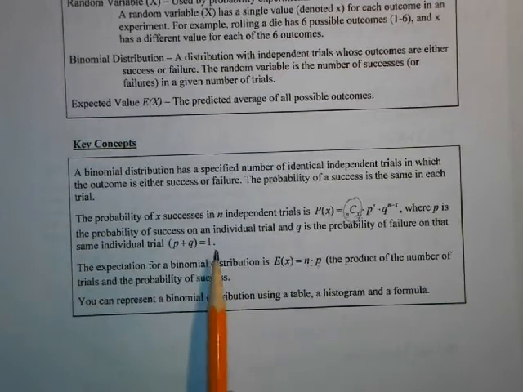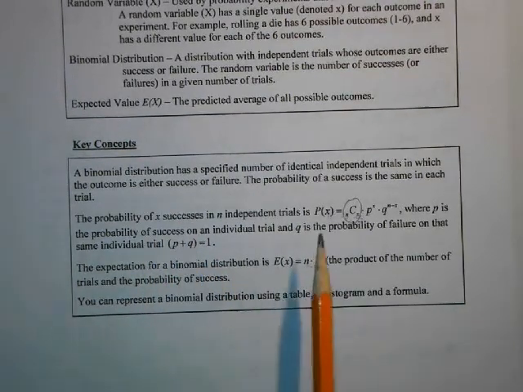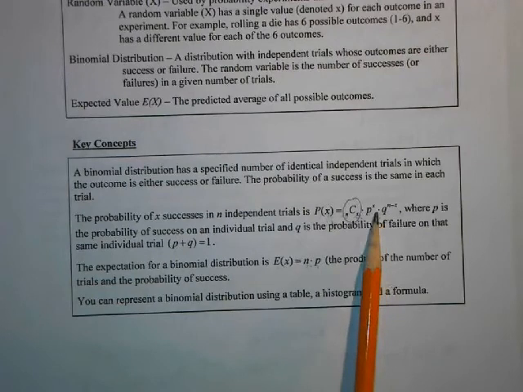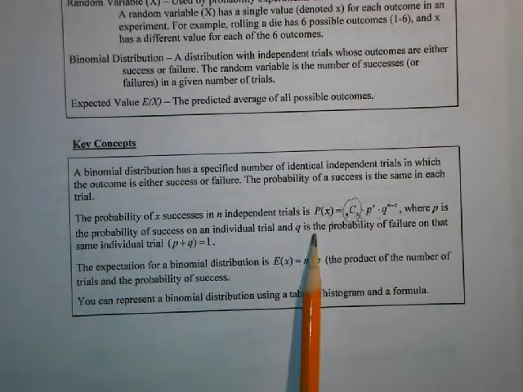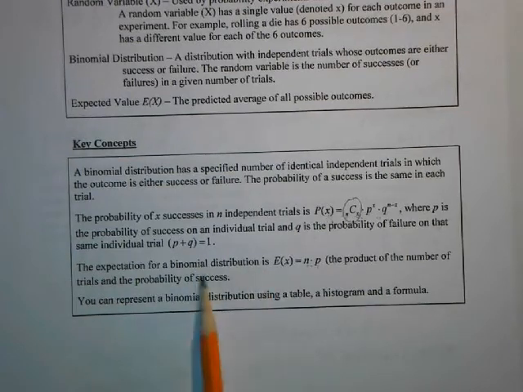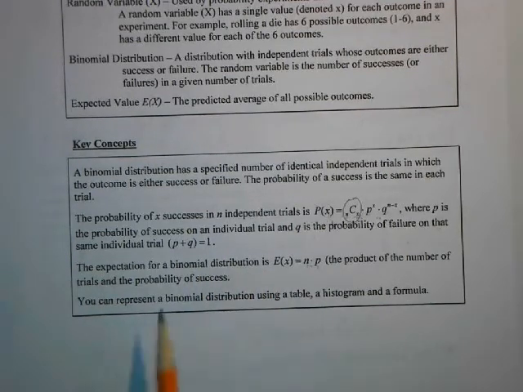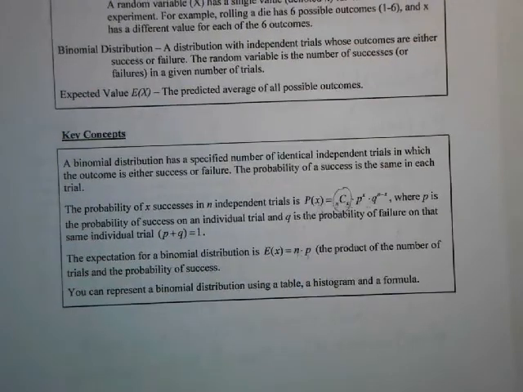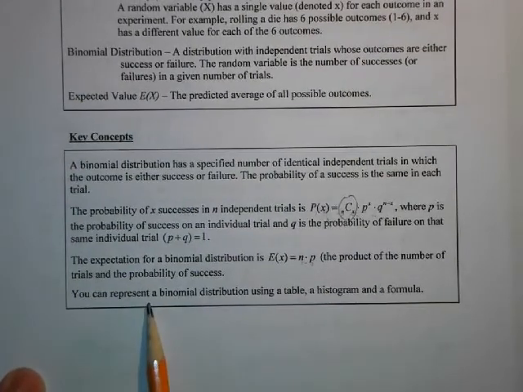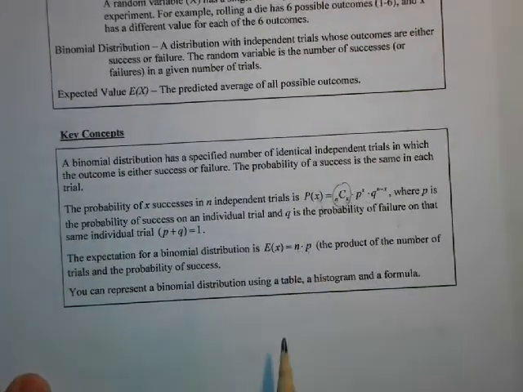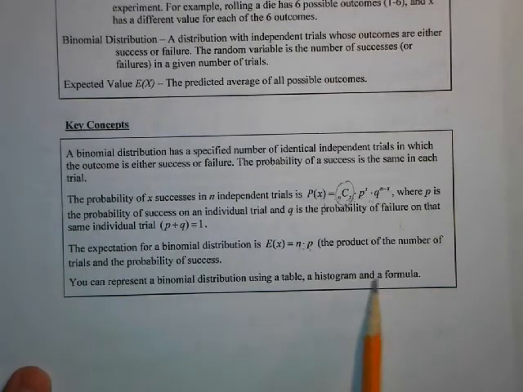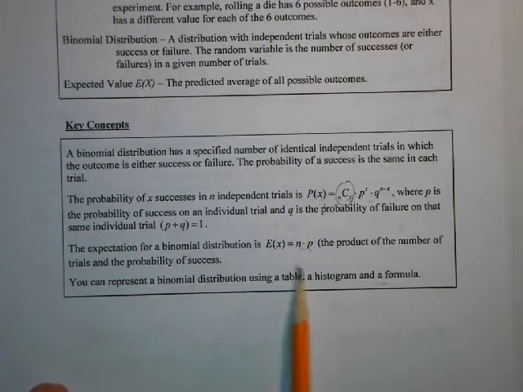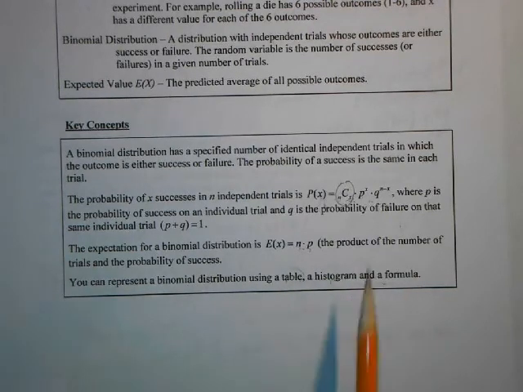That's the important thing. Now, here's the probability of X successes in N independent trials. It's this formula. We use that a lot. P is the probability of success. Q is the probability of failure. And the expected value for binomial distribution is N times P. Of course you can represent any distribution using a table, histogram, and a formula. We actually used all 3. This is your probability distribution. This is your histogram from that data. And the formula would be that equation there with the right values of N, X, P, and Q.